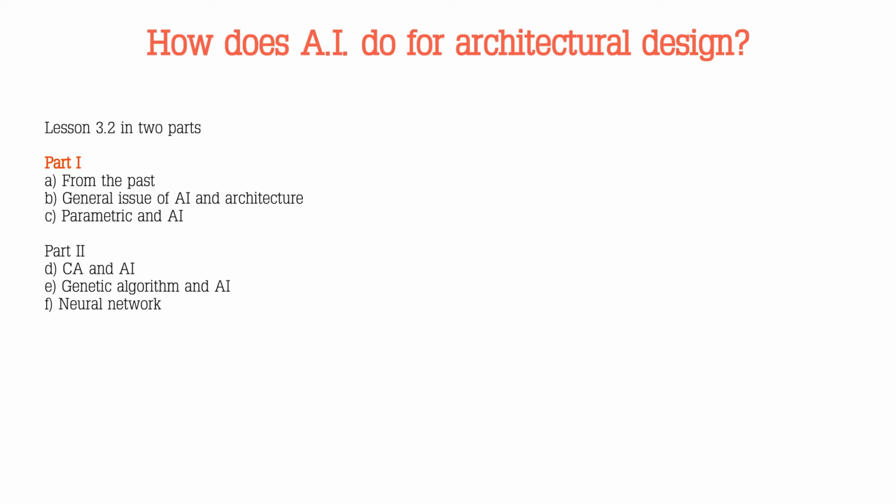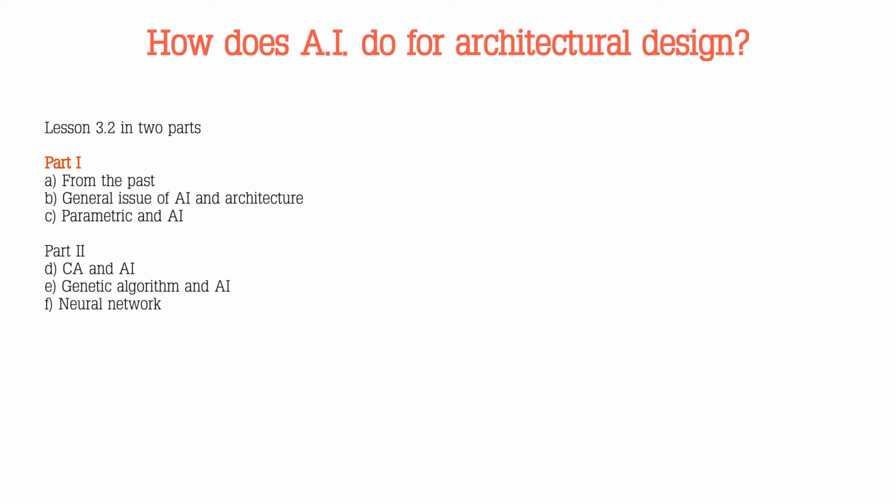In the case of part 2 of lesson 3.2, we can even call it lesson 3.3 actually, because it is so different, even if it is linked with part 1. In part 2, we will discuss how to operate in terms of cellular automata and architecture, which experiments are done by some scholars and some companies in this field, and we will see that it is very promising.